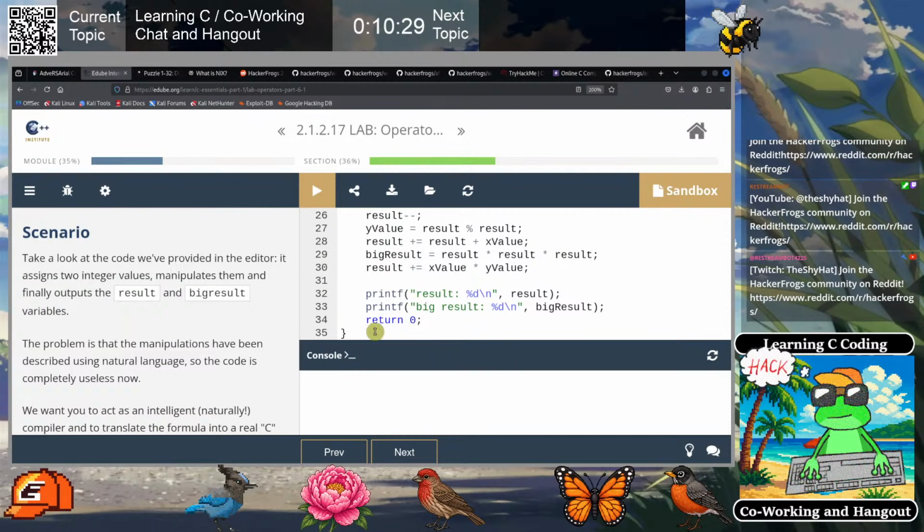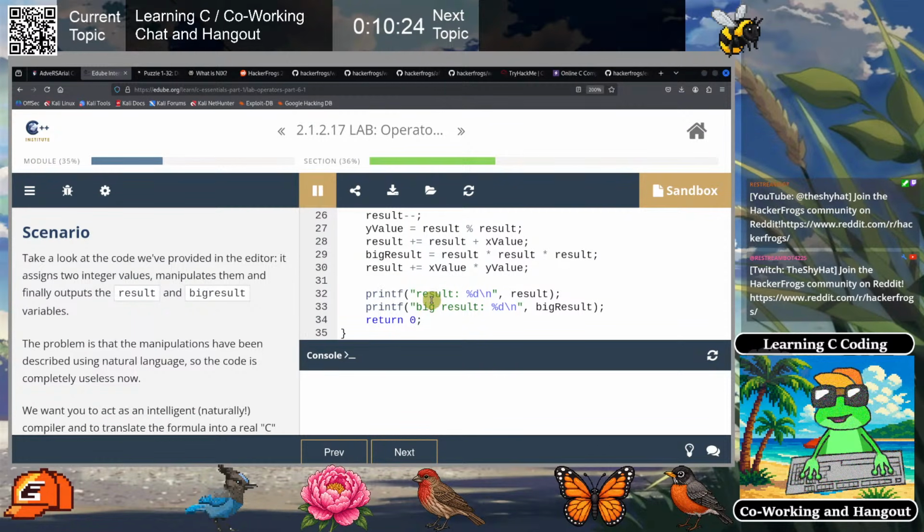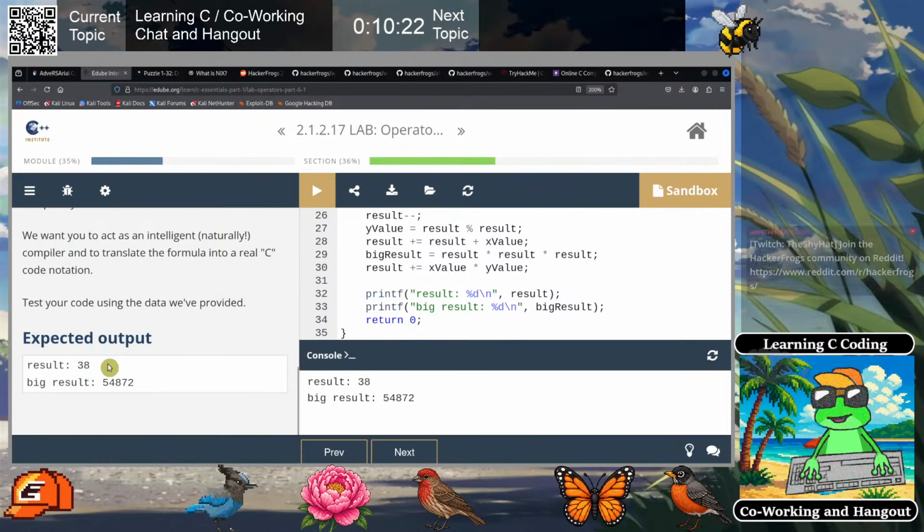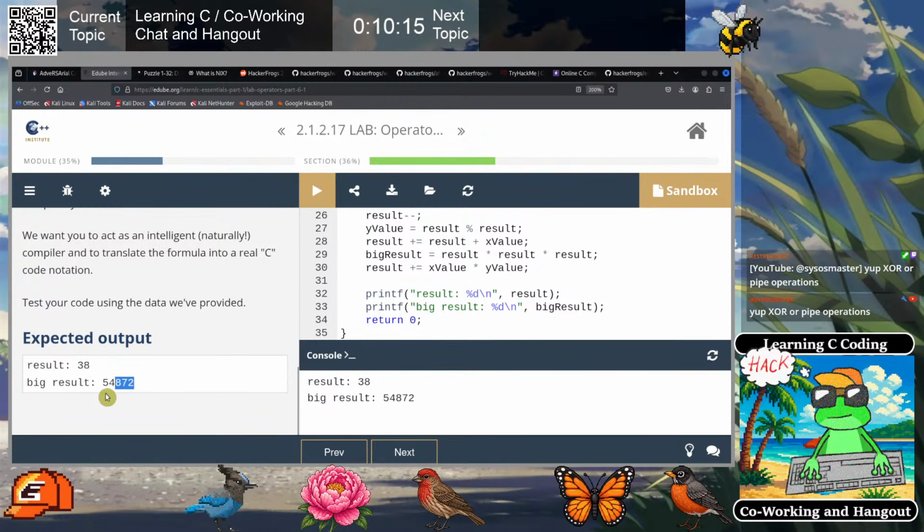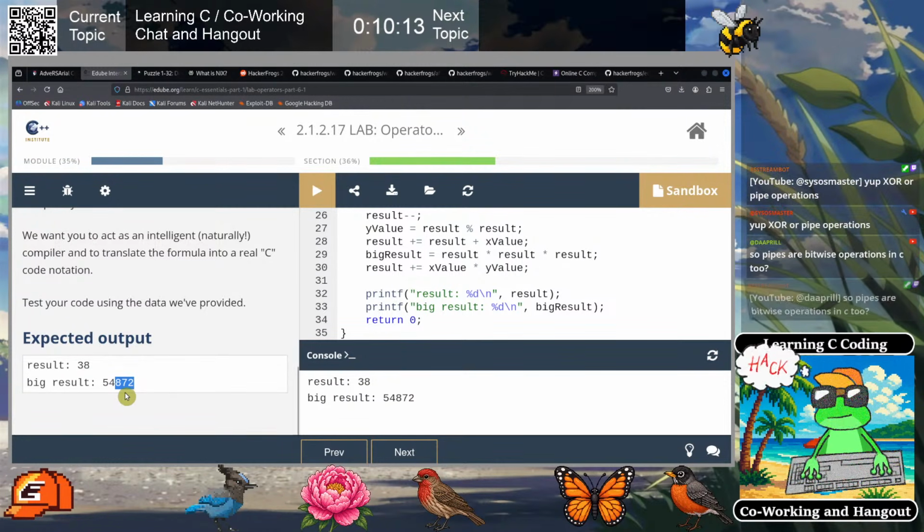Okay, let's run the code. Result equals 38. Big result equals 5. Oh, what is this? 54,872. So pipe are bitwise operators in C2? Oh, I'm not sure. I haven't gotten to that point yet. Okay, well, we got the correct results. Let's continue.